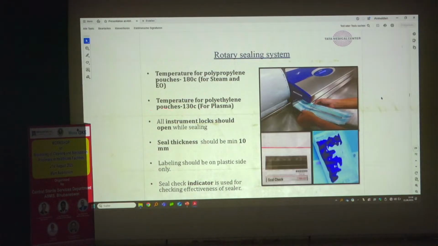All instrument locks should be open, not locked completely. If you lock it completely, the sterilization agent cannot penetrate. Seal thickness should be 10 mm minimum, because it holds the sealing. Otherwise, if you hang this item, it can drop. Labeling should be on the plastic side, and a seal check indicator is used for checking the effectiveness of the sealer.